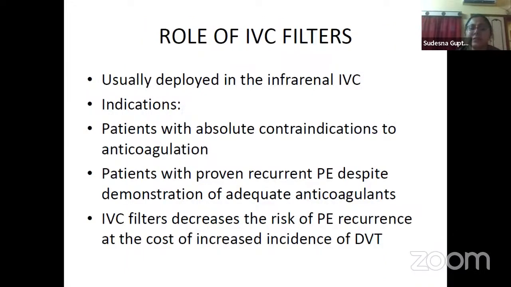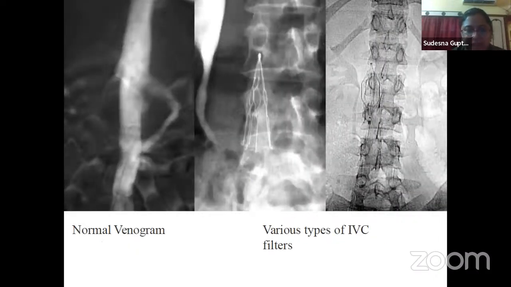For the role of IVC filters, this is usually deployed in the infrarenal IVC, and for deployment of IVC filters, if the DVT is in the left leg, the right leg should be clear of DVT because it needs to be introduced in the infrarenal portion of the IVC. Indications: patients with absolute contraindications to anticoagulants, and patients with proven recurrent PE despite demonstration of adequate anticoagulation. An IVC filter decreases the risk of PE recurrence at the cost of increased incidence of DVT. These are the insertions of the IVC filters that have been implanted.